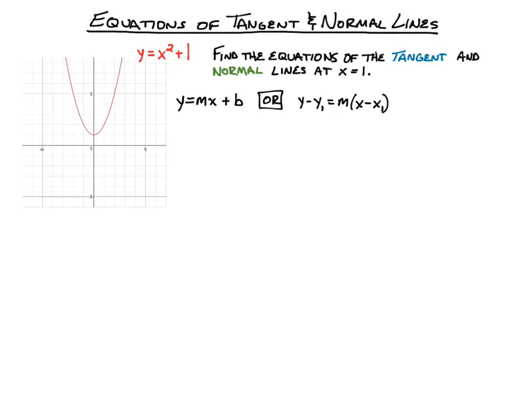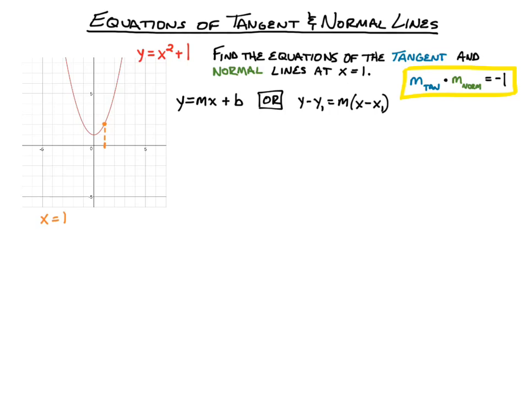Now, one thing to know about the relationship between normal and tangent lines is that the slope of the tangent line times the slope of the normal line equals -1. That's because these two lines are perpendicular to each other. So if you multiply those slopes together, you'll get the product of -1.